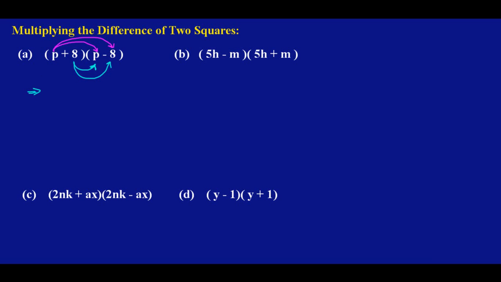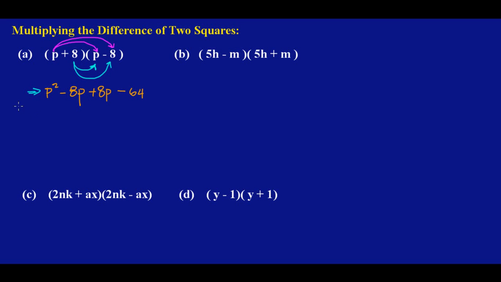So this is saying p times p will give me p square. So I'll have a p square, and p times negative 8 will give me negative 8p. And I've used p to multiply these two terms here, so I'm using 8 now to multiply the same two terms. So 8 times p, I'll have a positive 8p, and 8 times negative 8 will give me a negative 64.